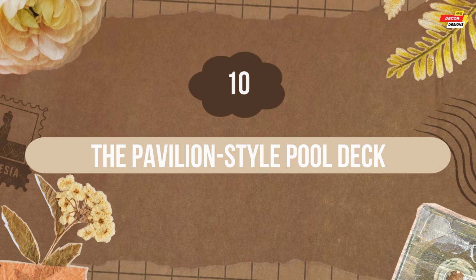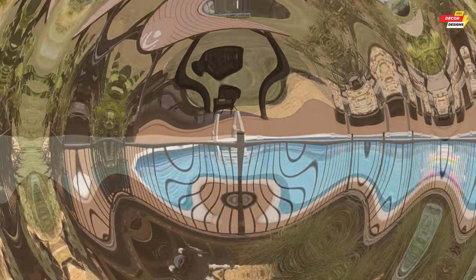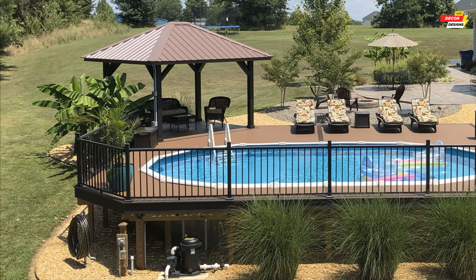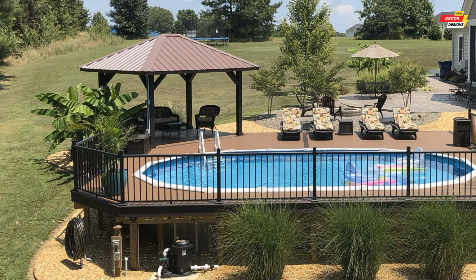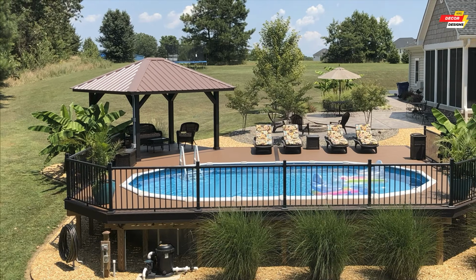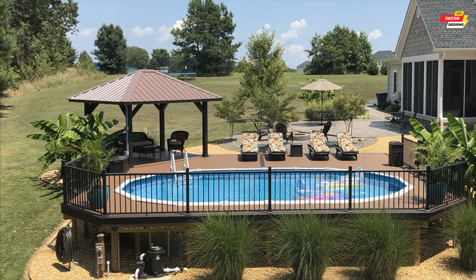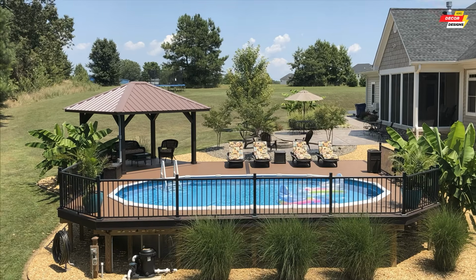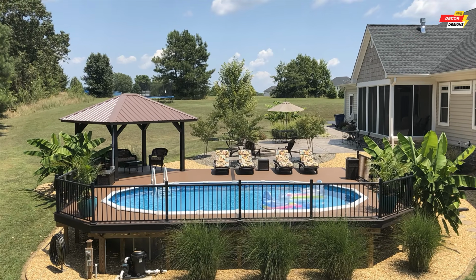10. The pavilion-style pool deck. This design features a long oval pool integrated into a tan-colored deck that includes a permanent metal-roofed pavilion. This provides a shaded lounge area directly adjacent to the water, surrounded by decorative grasses and tropical plants for a complete staycation vibe.